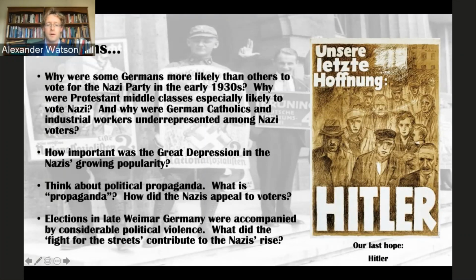And finally, the fourth question for you to think about, and that we'll be exploring in that October webinar. Elections in late Weimar Germany were accompanied by considerable political violence. What did the fight for the streets between the Nazis and the communists and the socialists do to contribute to the Nazi rise? Why was violence an important part of the Nazis' electoral strategy? So those are the four things that I want you to think about.